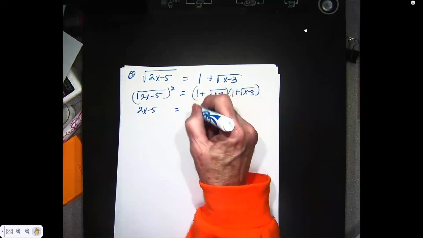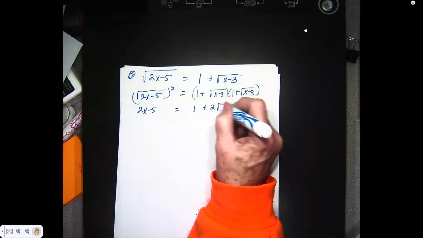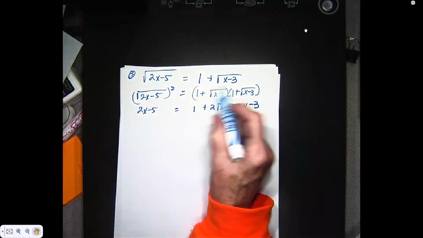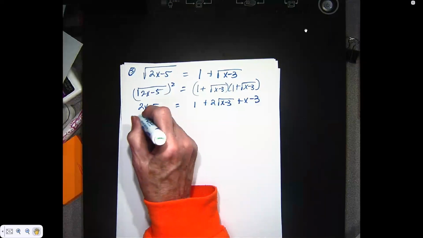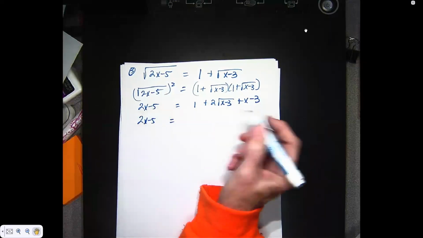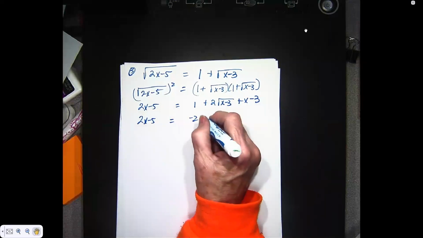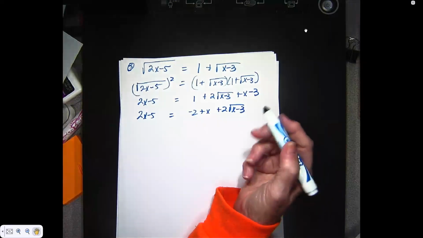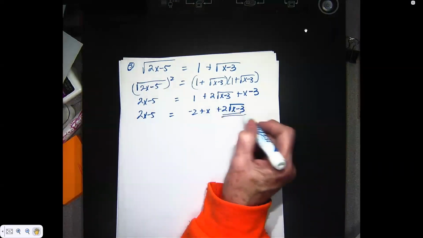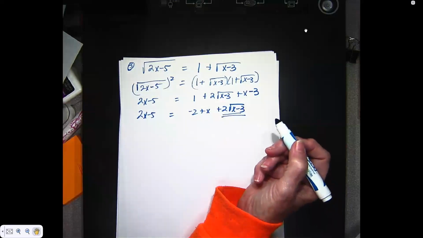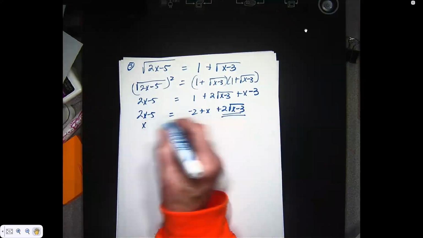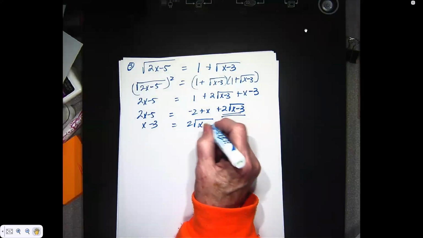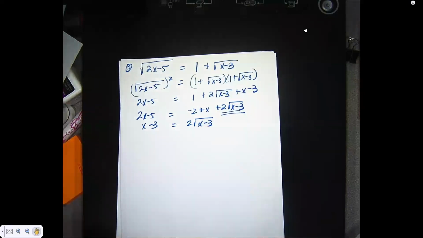This one, however, gives me 1 plus 2 times the square root of x minus 3 plus x minus 3, because you've got the inside and outside terms with that. So collecting your like terms, you would have x minus 2 plus 2 times the square root of x minus 3. Move things over so you're isolating your variable here. So that's going to give me x minus 3 is equal to 2 times the square root of x minus 3. Now we're back to getting rid of that.